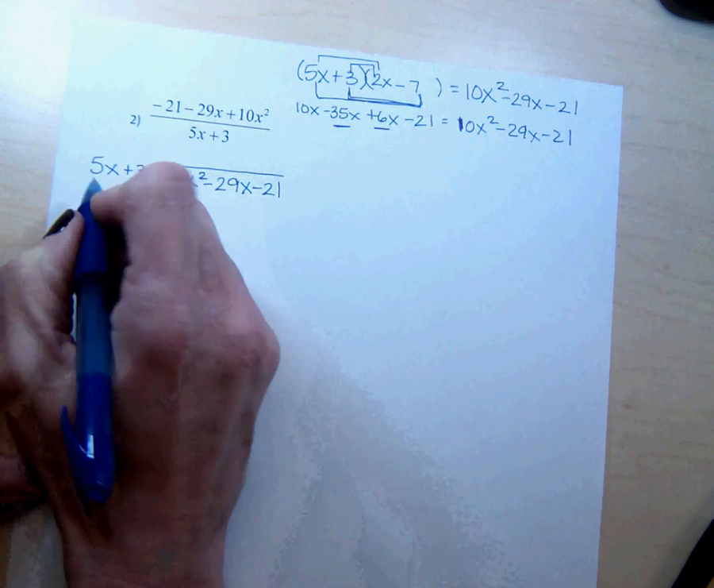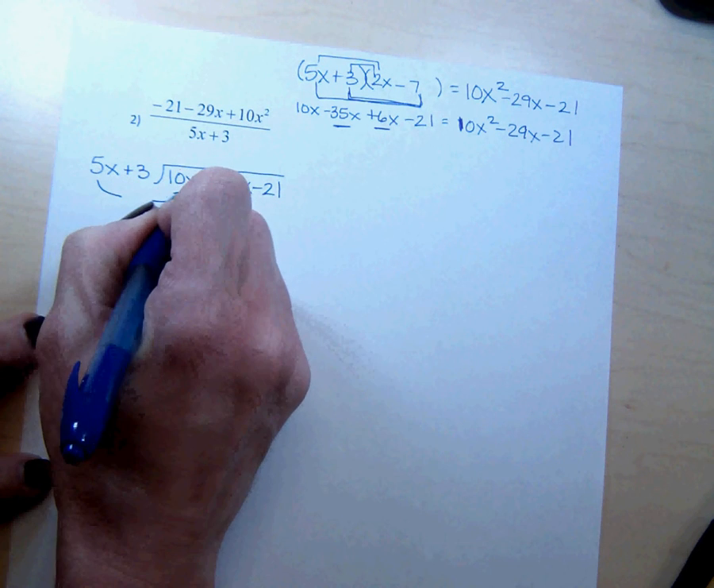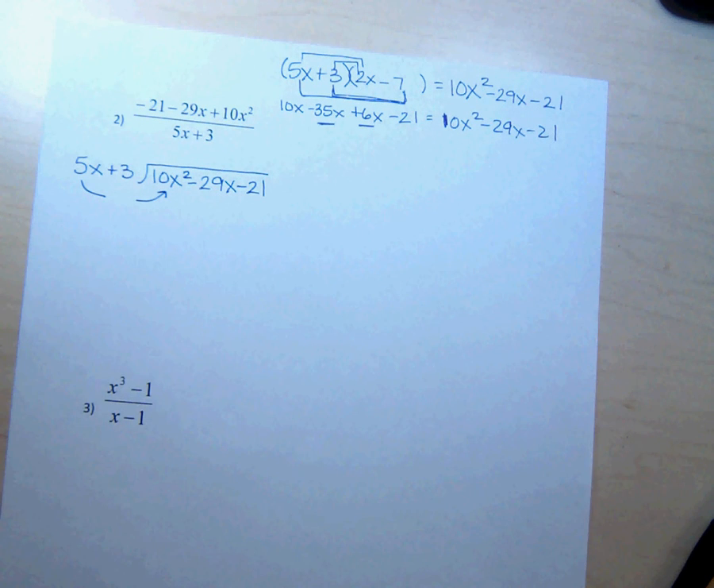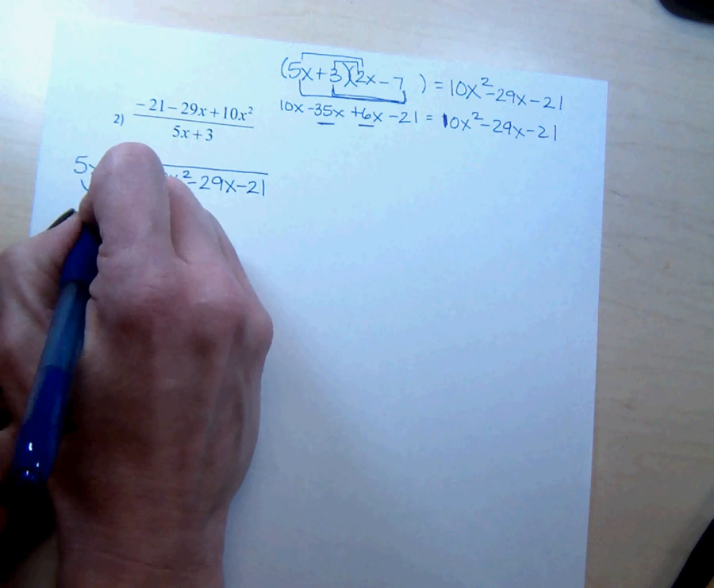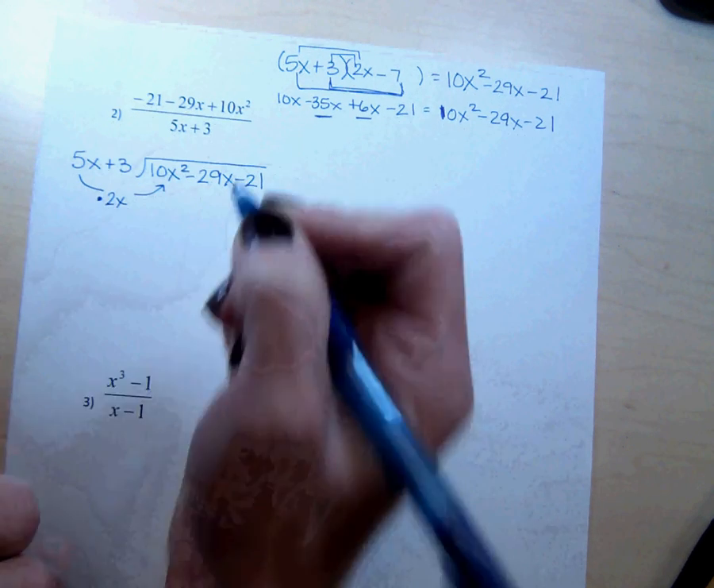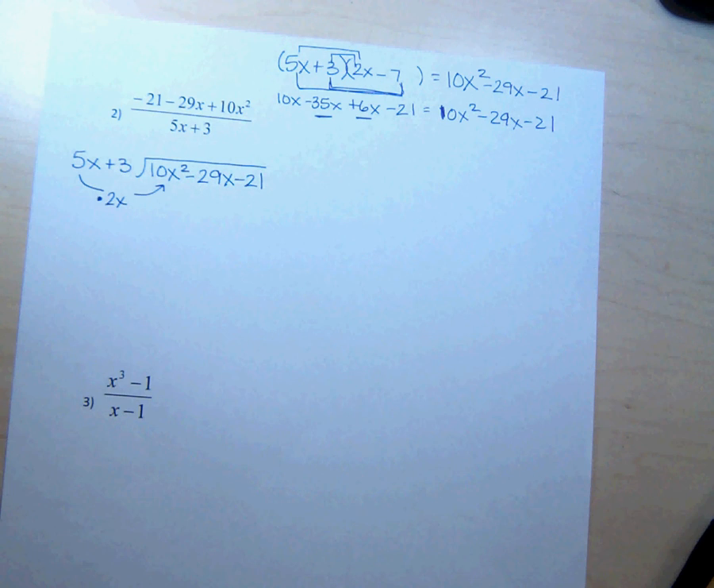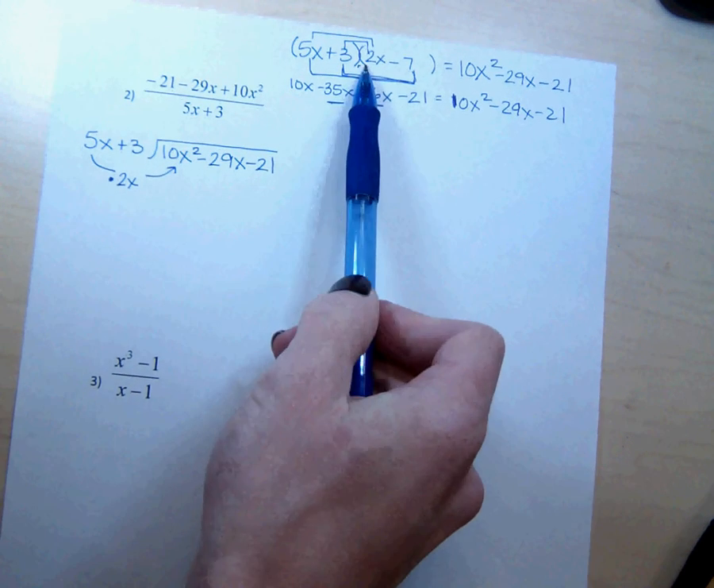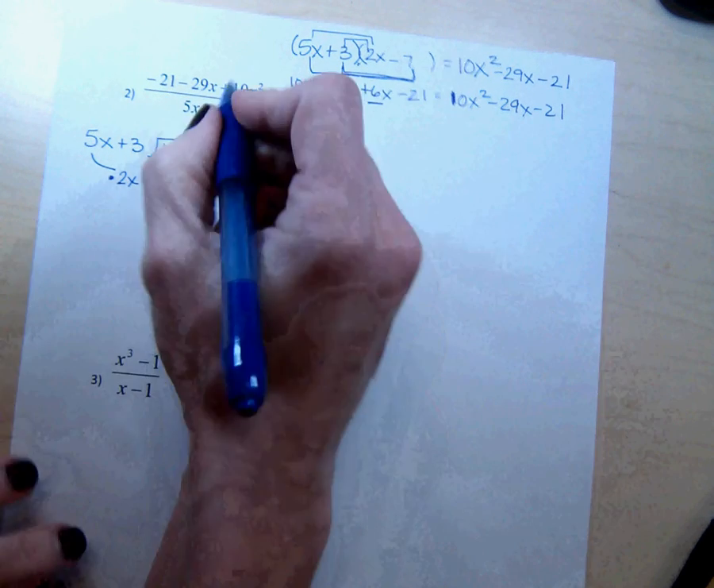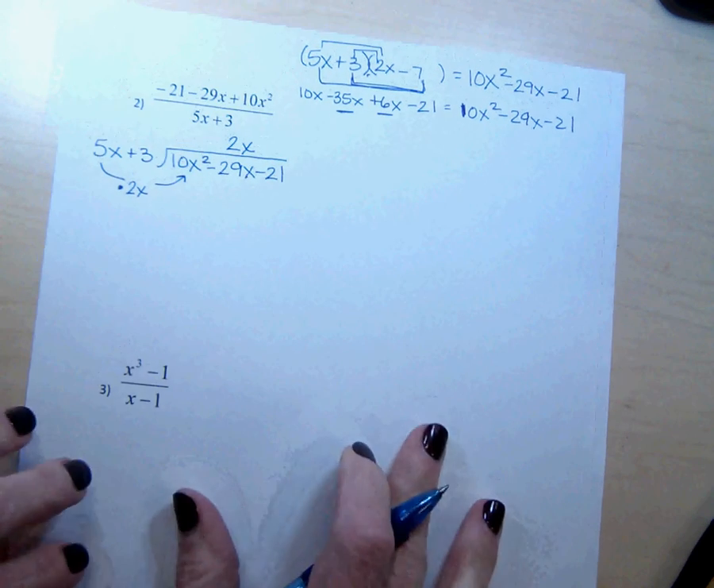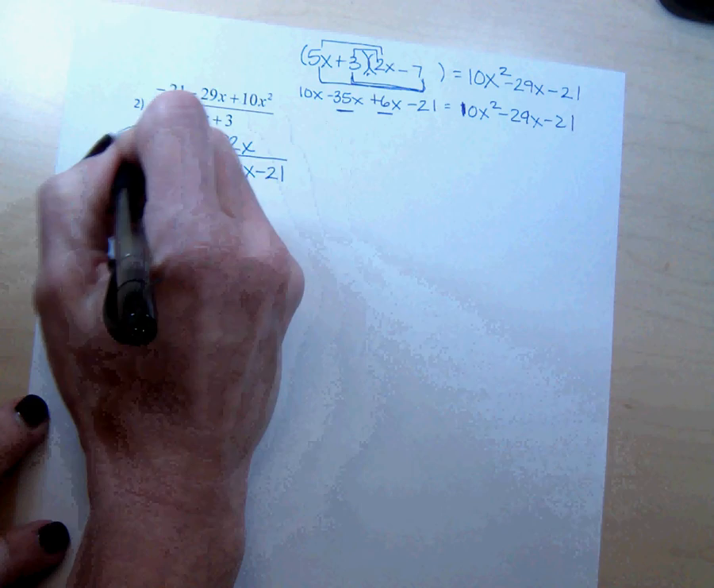And now I'm going to start, okay, how many times will 5x go into 10x squared? So I'm basically saying, okay, what do I multiply 5x by to get me 10x squared? Well, it's got to be 2x. Notice it's the same as the 2x right there. And I will line it up above the other x term. So now I come and multiply.